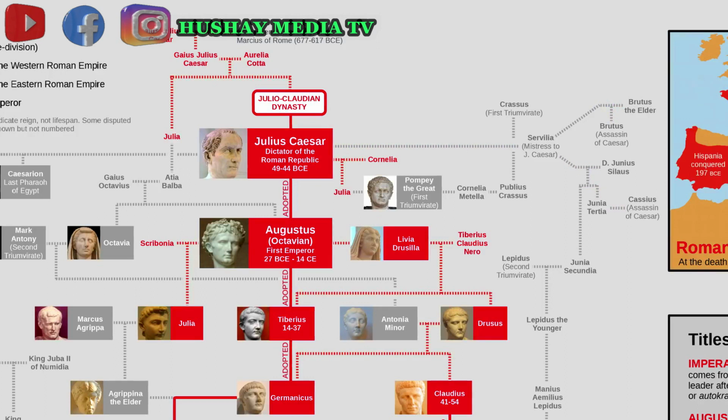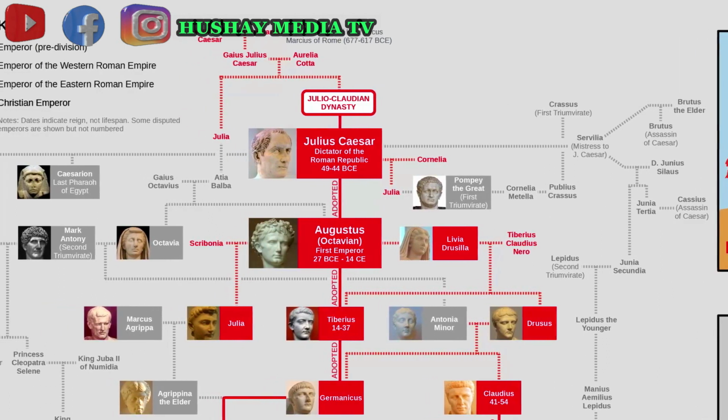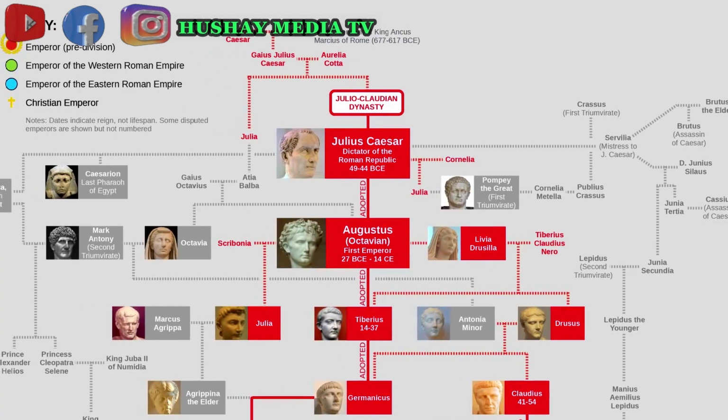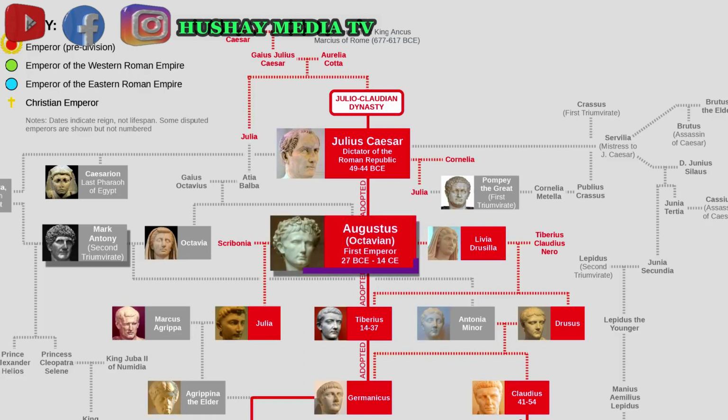So after Caesar was assassinated, power was shared by a second triumvirate, consisting of Mark Antony, previously a close ally of Julius Caesar, Octavian, who later becomes Augustus. He was the grandson of Caesar's sister Julia, and Caesar actually ended up adopting him as his own son. And finally, Lepidus, who was another son-in-law of Caesar's mistress Servilia.